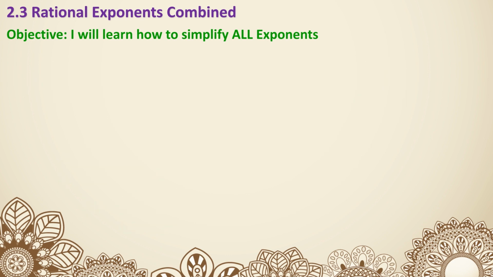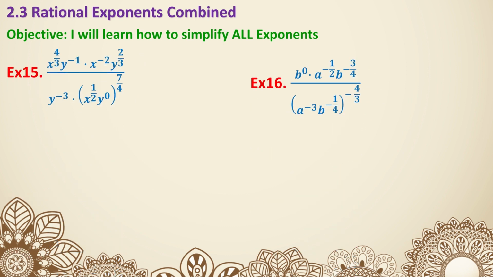Last two, example 15. First, 0 exponent, we don't need it. And then this whole thing is just going to become x to the 7/8 power. So we just simplified it. Now we can start moving things around. Y to the -1, come to the bottom. Y to the -3, come to the top. X to the -2, come to the bottom.